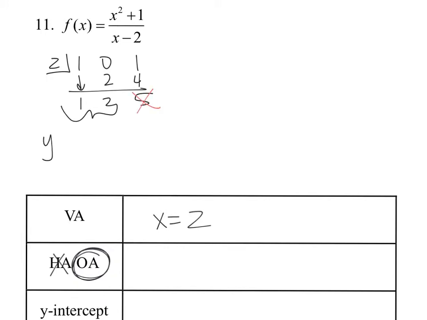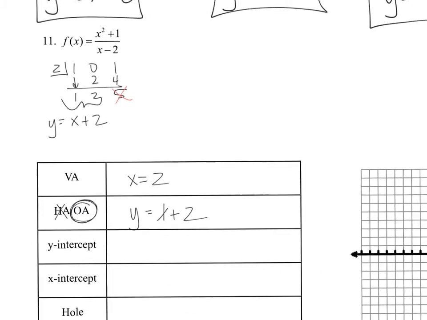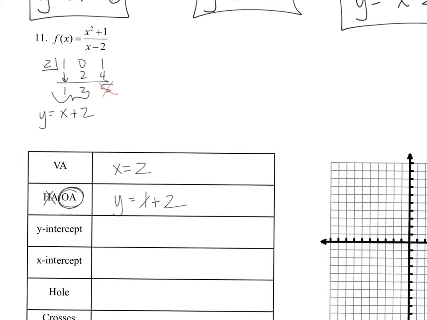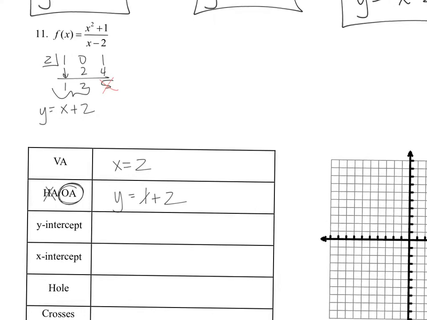This means that my oblique asymptote is y equals 1x plus 2. And those are my two asymptotes that I'm going to put as dotted red lines on my graph. I'm going to go ahead and do x-intercept and y-intercept as well real quick. For the y-intercept, you plug in 0 for x. So it's going to be 0 comma something. I'm going to do that off to the side.